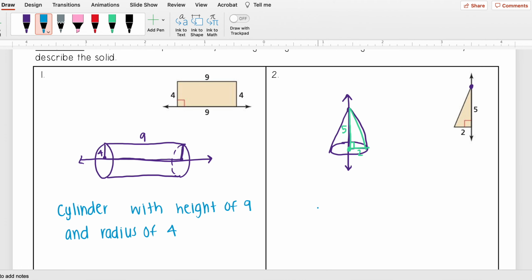So here I end up with a cone with height of 5 and radius of 2.